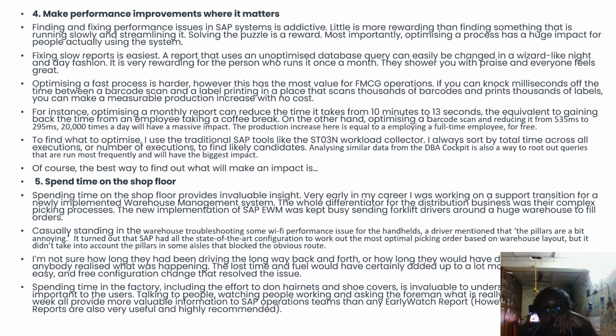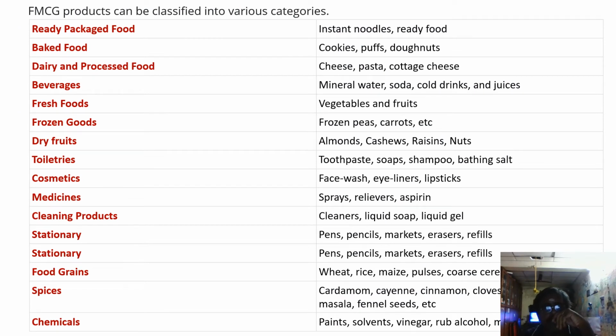However, early watch reports are also very useful and highly recommended in the consumer goods industry. FMCG products can be classified into various categories: ready packed foods, like instant noodles, ready foods, and baked foods; dairy processed products, beverages, fresh fruits, frozen goods, dry fruits; toiletries, that is napkins and toothpaste, soap, shampoos, bathing salt, cosmetics, medicines, cleaning products, stationeries, food grains, spices, chemicals. I have given a few examples for each category.